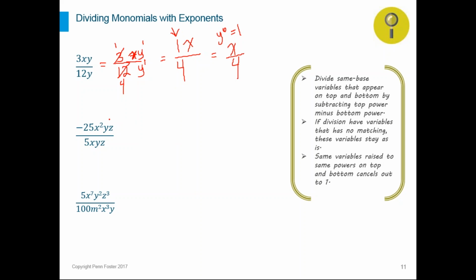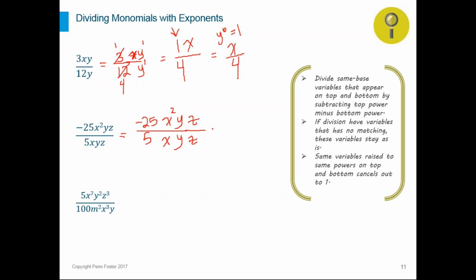Let's do a more complex question. Again, I have a monomial on the top and a monomial on the bottom. The first step is to rewrite both monomials, aligning all the like terms on top of each other. So I have a negative 25 and I have a 5 on the bottom. Next, an x squared. Do we have an x there? Yes, just write down the x squared. We have a y on the top and another y on the bottom. We have a z and a z.